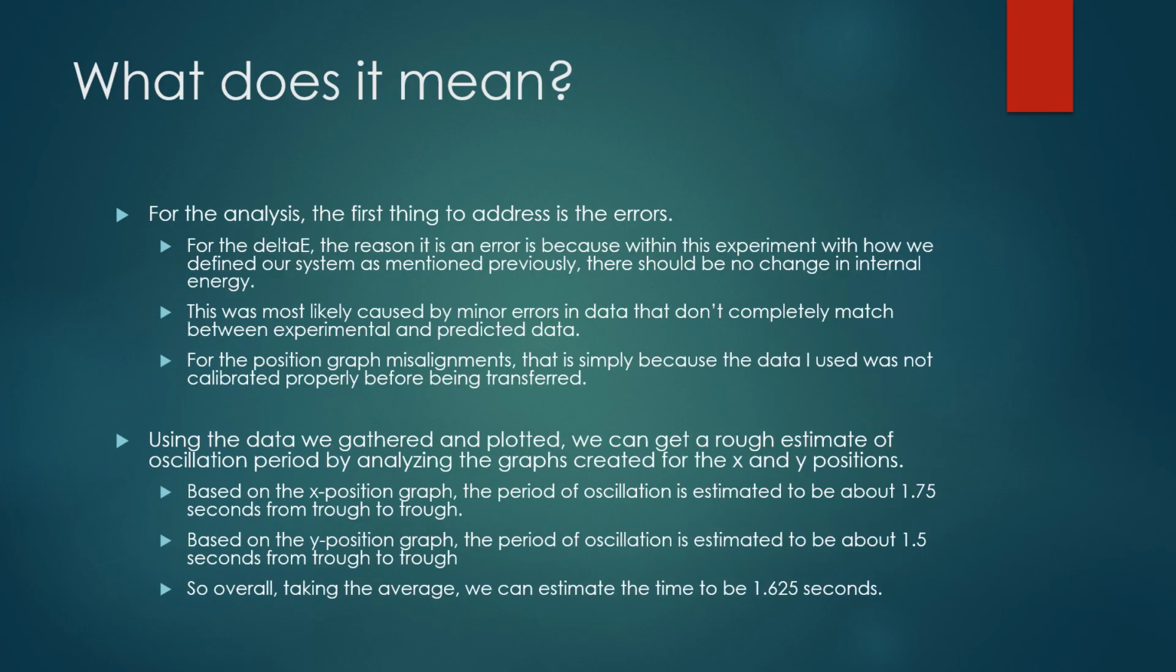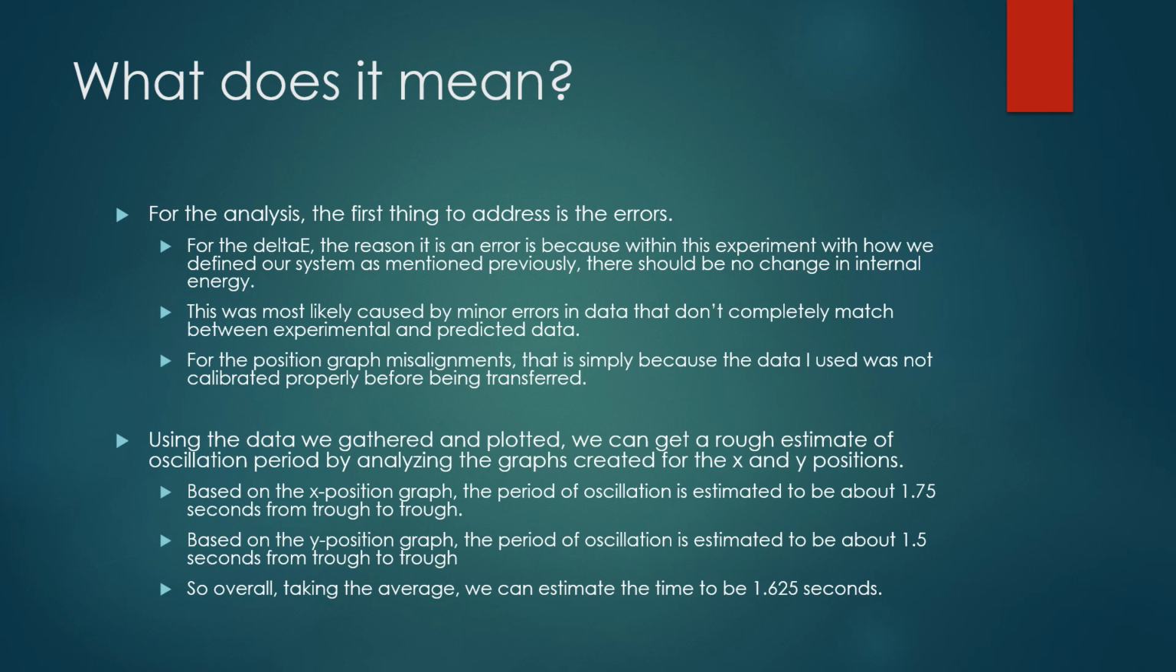For the analysis, the first thing to address is the errors. For the change in energy, the reason it is an error is because within the experiment, with how we defined our system, as mentioned previously, there should be no change in internal energy. This was most likely caused by minor errors in data that don't completely match between experimental and predicted data. And then for the position graph misalignments, it could be simply because the data I used was not calibrated properly before being transferred and used within the code.